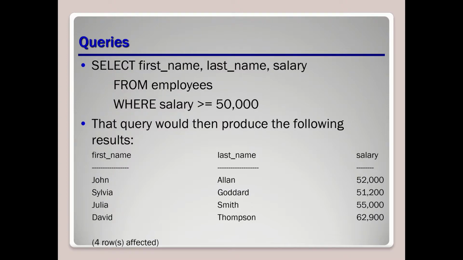So here, select first name, last name, salary from employees where salary is greater than or equal to 50,000. That query would then produce the following results. Here you have your first name, which will be all the names here that are unique, and your last name, same thing, unique, and then here you have your salary. And once you enter that, 4 rows will be affected as a result.